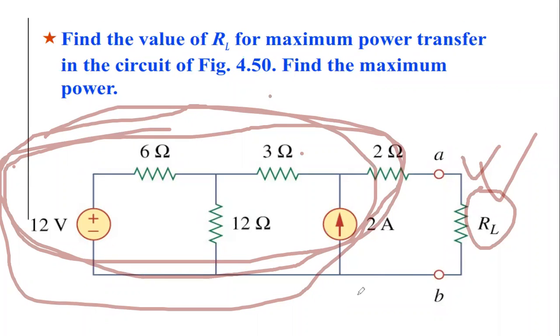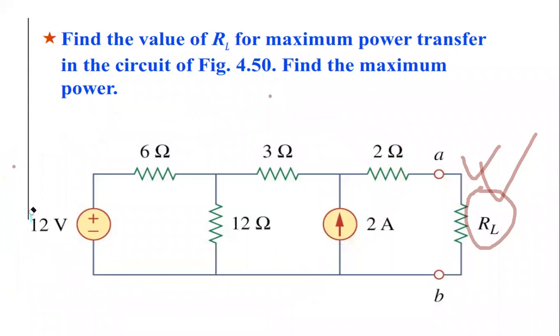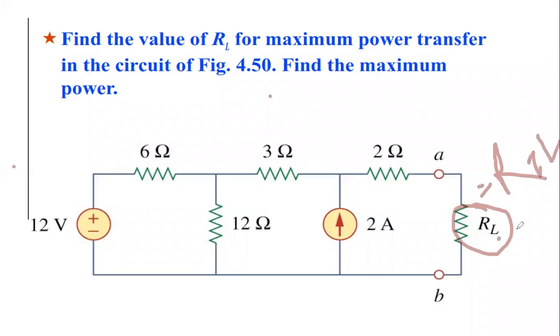Maximum power and maximum efficiency are different things. We are talking about maximum power, and at maximum power the efficiency is 50%. You should know this also. So if you want to find the condition for maximum power, you know that maximum power will be there when RL is equal to RTH. When RL is equal to RTH, then only we get maximum power.